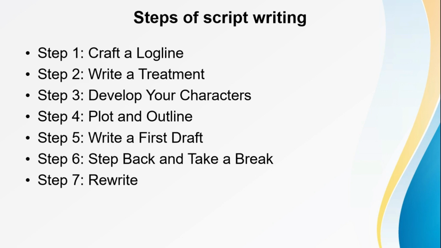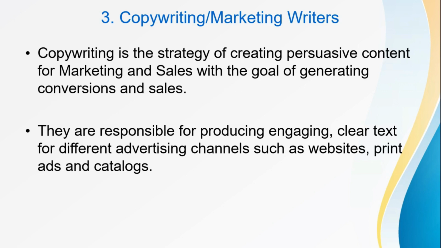And then we also have a plot and outline. So basically, plot and outline is to break your story into narrative arc components and map out every scene bit by bit. And then after that, you write your first draft. And then the sixth item is to step back and take a break, like you try to forget everything that you've written, and then reread your stuff, and then you'll find that you have some errors here and there. So what you do then is to rewrite in a clear format. Then you publish your play.